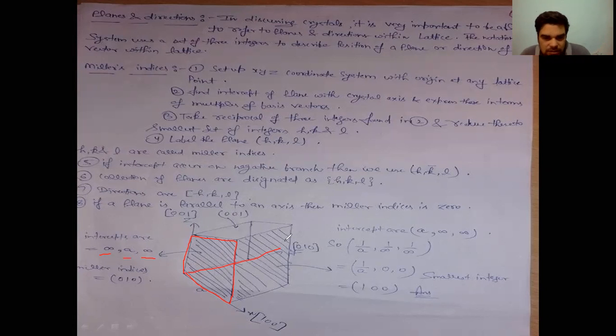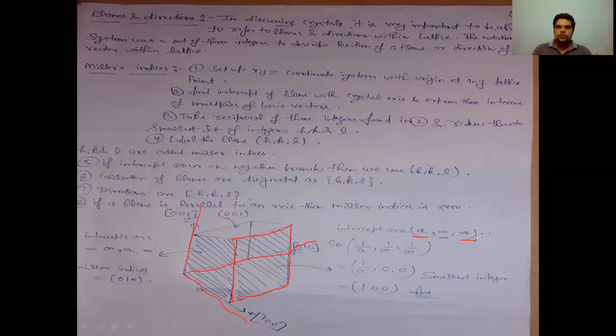Or more easily, let us consider this plane. As you can see, this plane intercepts the x-axis at a. Now the y-axis is parallel to this plane, and the z-axis is also parallel, so the intercepts are infinity.